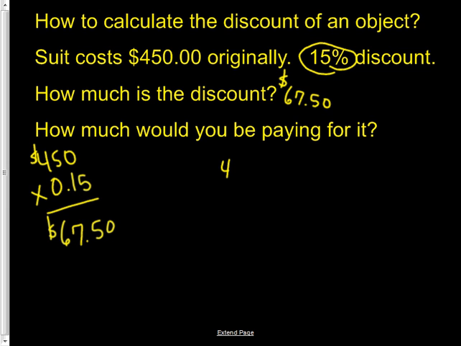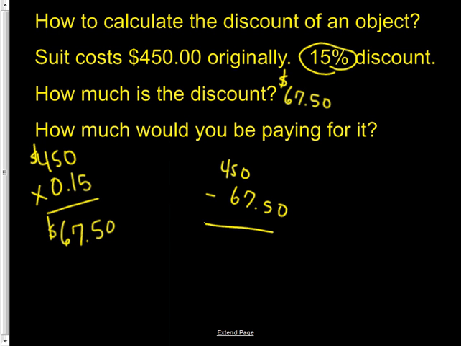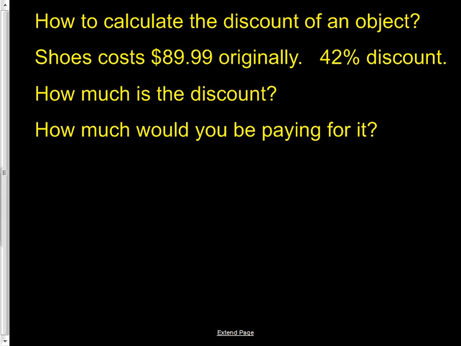Discount makes the price go down, so 450 minus 67.50, and I'm going to use the calculator just to double check my math here. 450 minus $67.50. $382.50. Again, this is money, subtracting from money, so our answer winds up still being money, $382.50.